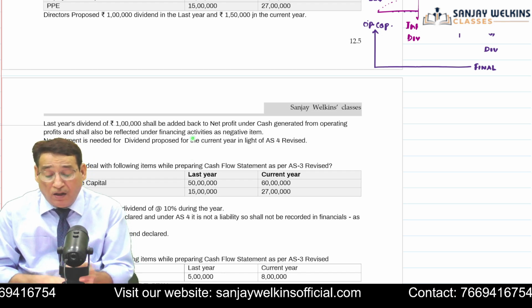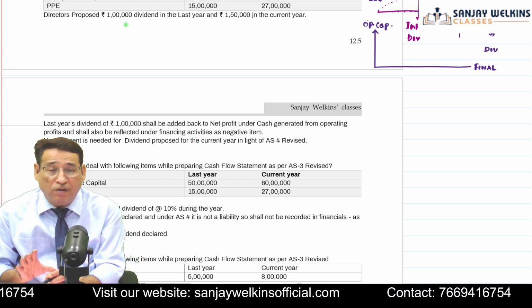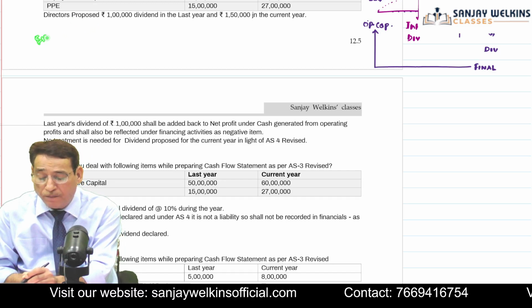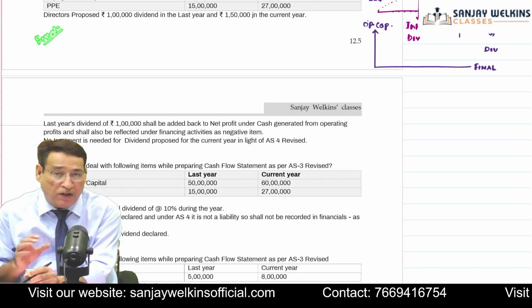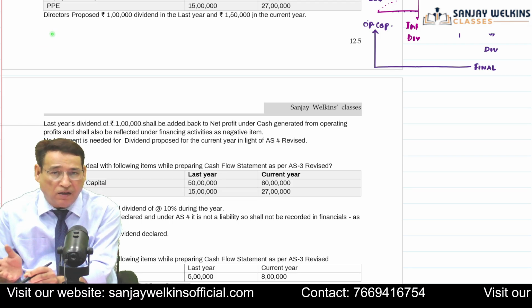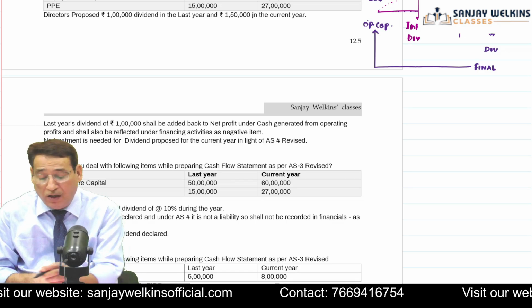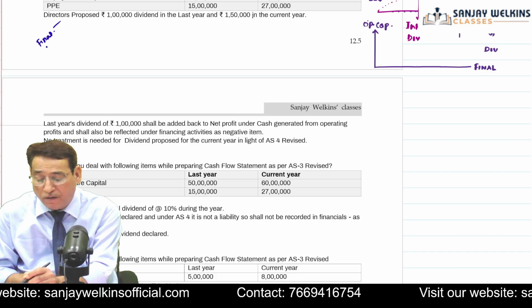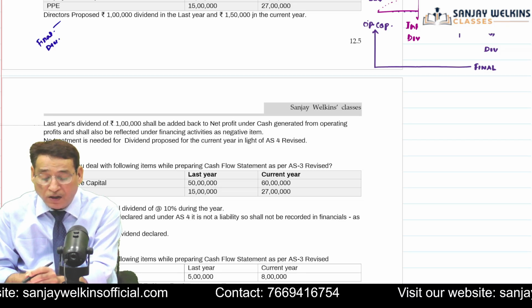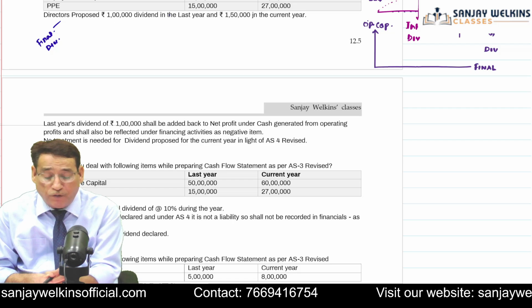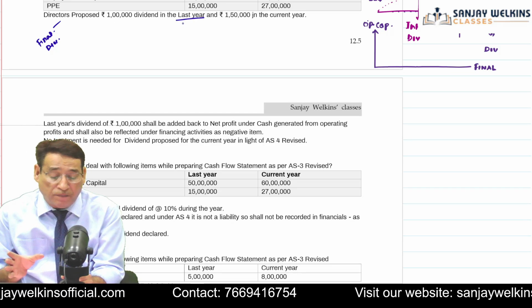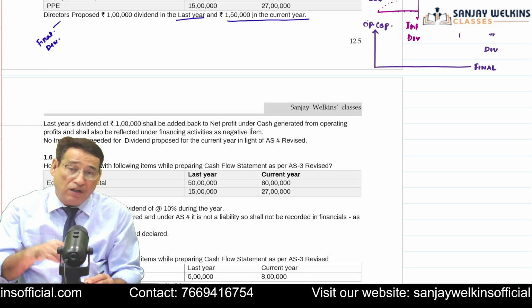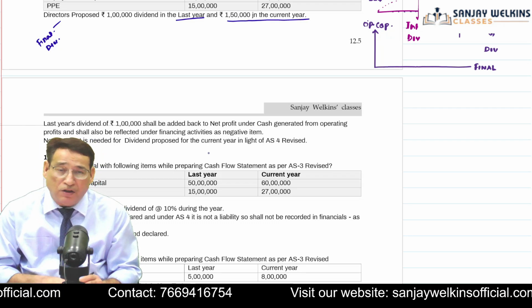Number one, you have to pay attention. See, whenever the word proposed is written, always presume it is a final dividend. Because interim dividend is never ever proposed. It is first paid and then amount is appropriated. So whenever the word proposed dividend is written, it means we are talking about final dividend. Very important in this particular case. So director proposed 1 lakh dividend in the last year. And they have also proposed dividend 1,50,000 in the current year. It is given in the question in this manner.